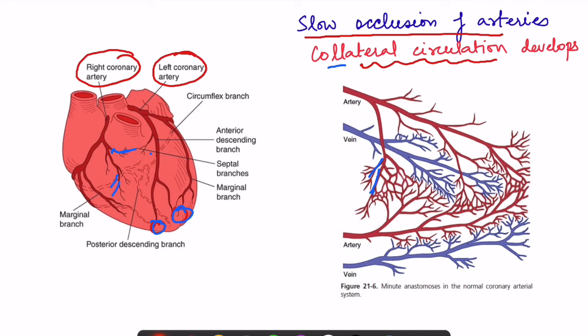But when there is slow occlusion occurring within the vessel, so here the atherosclerotic plaque starts, suppose, then in that case these collaterals start opening between the vessels. Okay, so when there is slow occlusion over the years, then there is some collateral circulation present, and depending on how much collateral circulation has developed, the amount of the heart muscle which will suffer myocardial infarction will change. If there is more collateral circulation, then the area of the heart muscle which will be involved will be lesser.